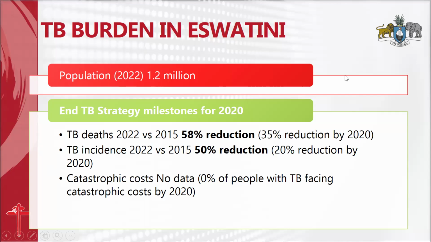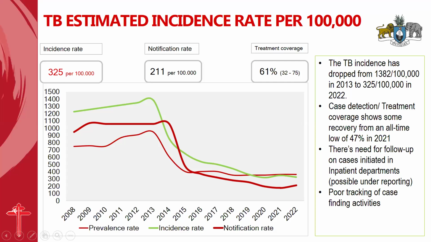And then the estimations. You can see from the graph the prevalence rate, the incidence rate, and the notification rate. So from 2013, you can see that there were 1,182 cases per 100,000 by 2013. So in a population of 100,000, there were 1,182 cases. And then there was a decline.